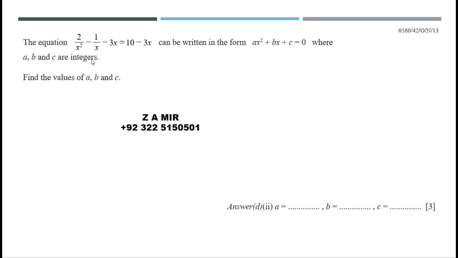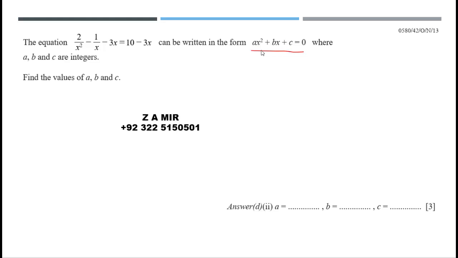The equation 2 over x square minus 1 over x minus 3x is equal to 10 minus 3x can be written in the form like this, where a, b, c are integers. Find a, b, c. And student, you can observe in this equation we have fractions. So first we have to adjust the fractions.